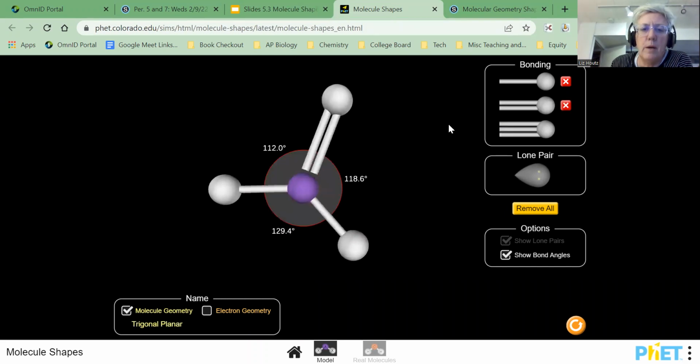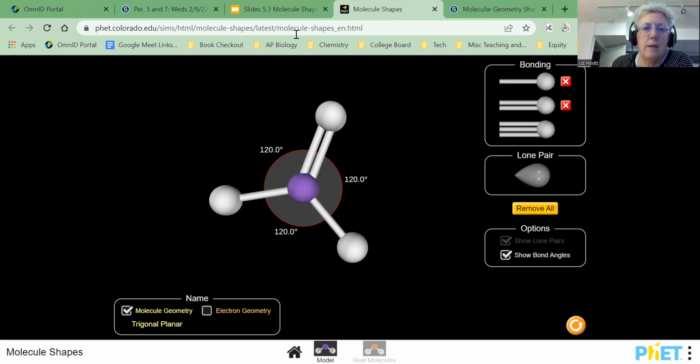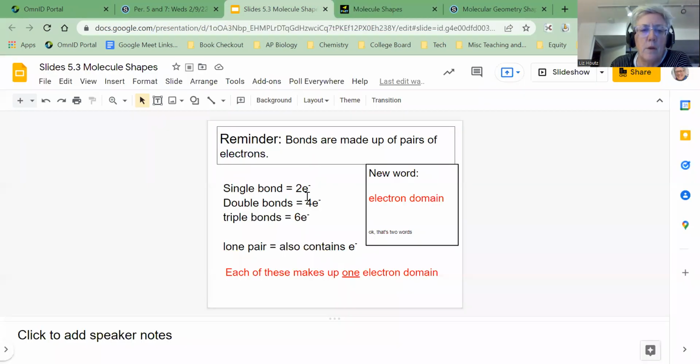If I added a double bond in here, that double bond is 1 domain, because in that region, there are electrons. There's 4 electrons, but they're all in the same area, the same region, or the same domain. So that double bond counts as 1 electron domain. That single bond counts as 1 electron domain, and that single bond counts as 1 electron domain. So in this example, there are 3 electron domains. Okay, a double bond is 1 electron domain.